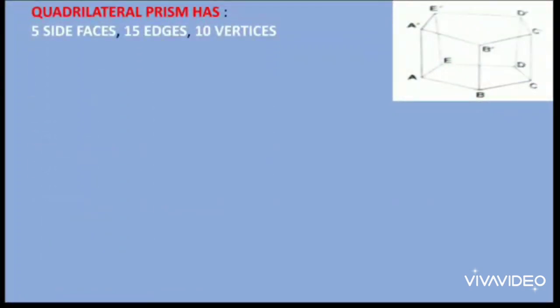Quadrilateral prism: 5 side faces, 15 edges, and it has 10 vertices or corners.